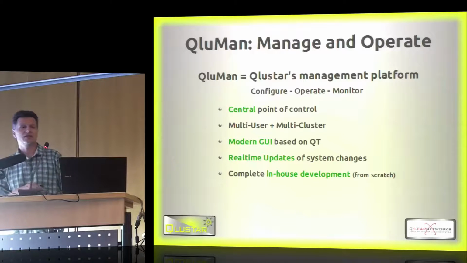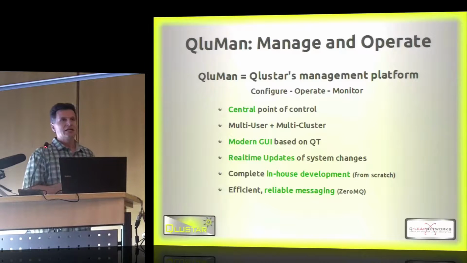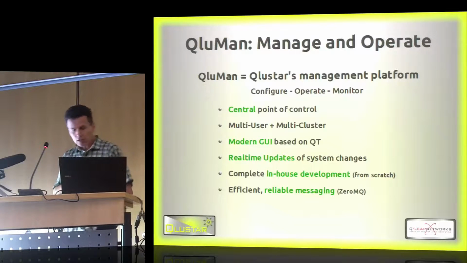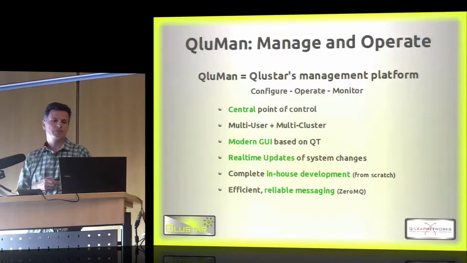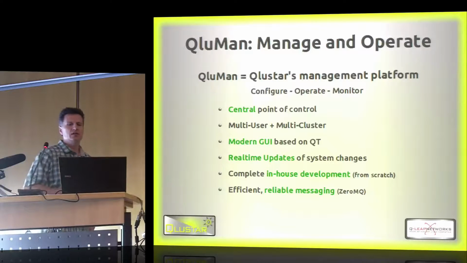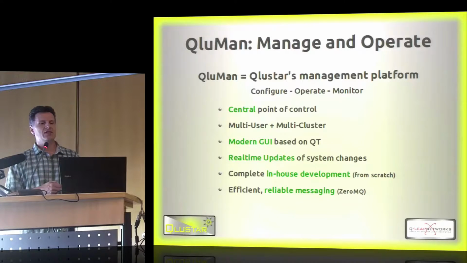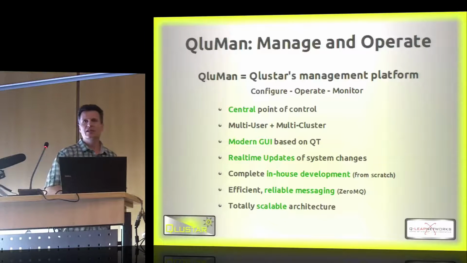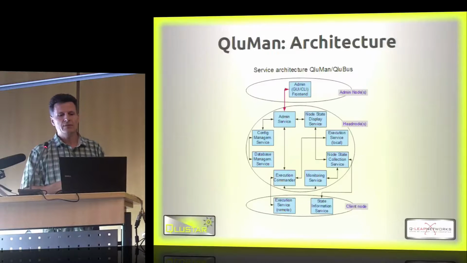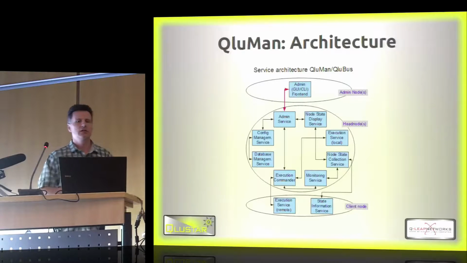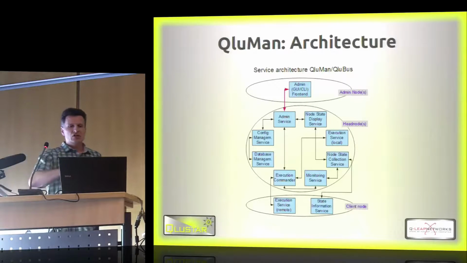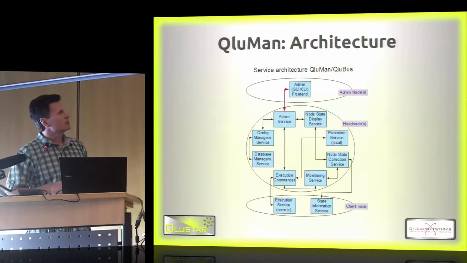It's a complete in-house development written from scratch. The messaging architecture behind it, the network architecture, because it's of course a distributed system, involves reliable messaging. So that no network traffic is getting lost. It's based on the ZeroMQ library. Who knows about this? And as I mentioned before, it's a totally scalable architecture. That's one of the main design principles in the system. I mean, this is just an overview. I'm not going to go into much detail here of the architecture of Qluman.